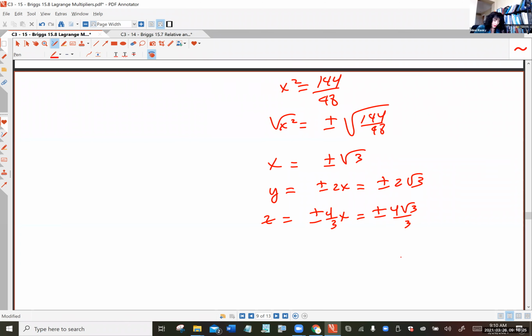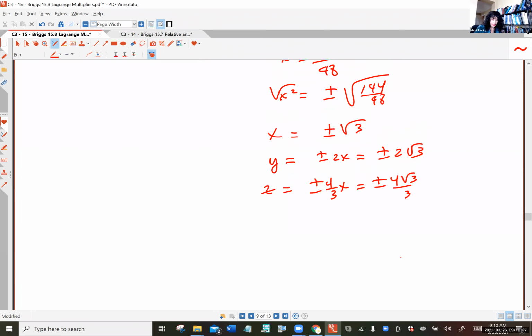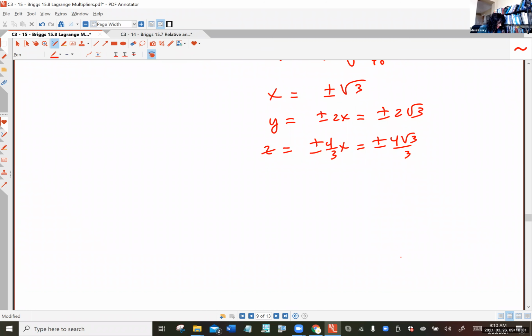So how many critical points are there? And this is where it gets kind of dicey, like a lot. You're not going to like this. But I claim since x, y, and z can be one of two things, plus or minus, 2 times 2 times 2 is 8. So there are 8 critical points.